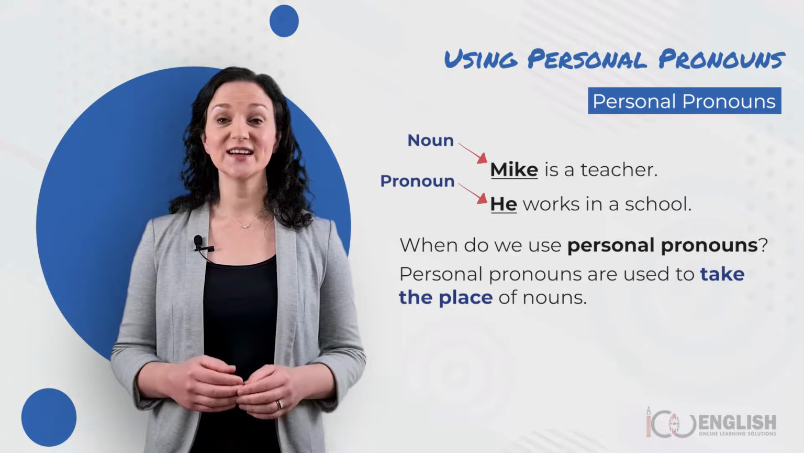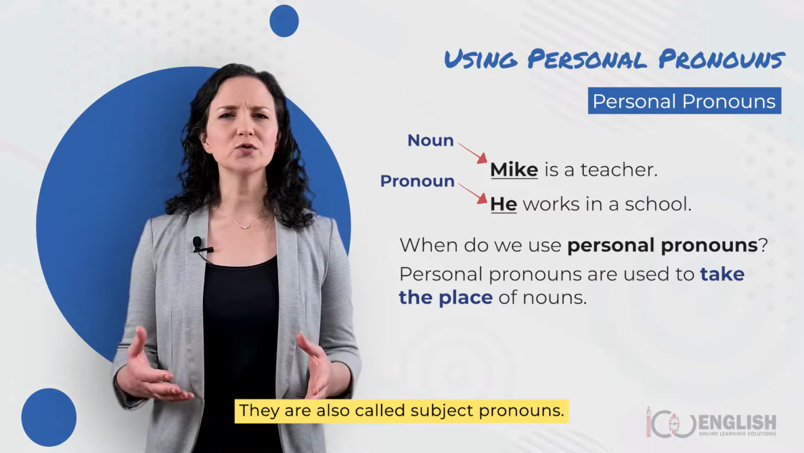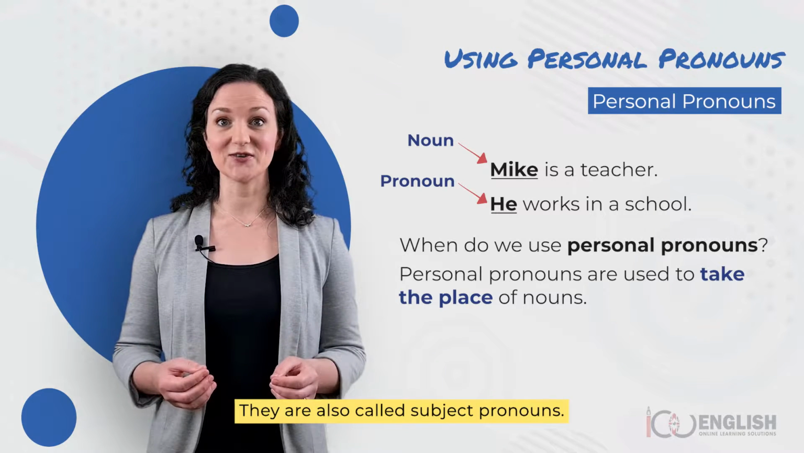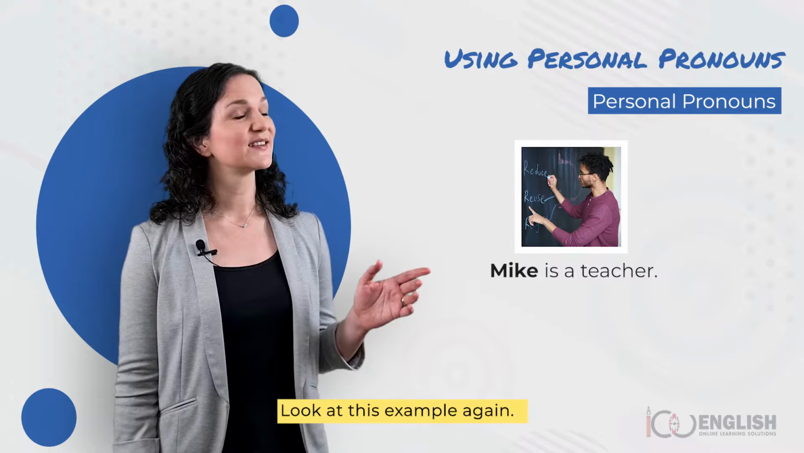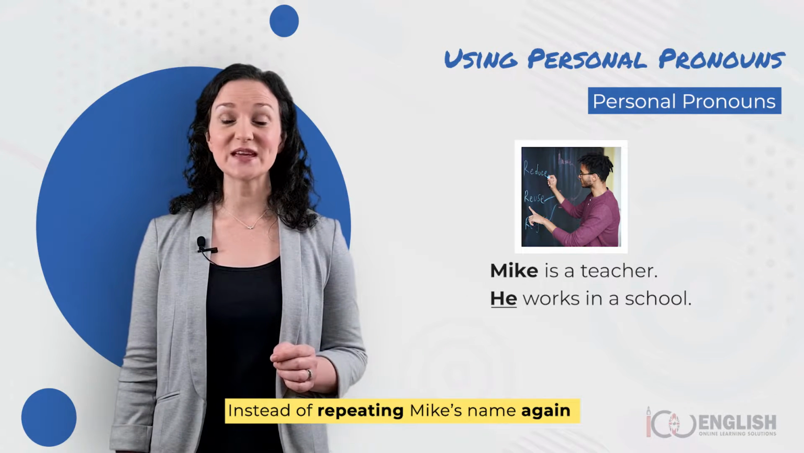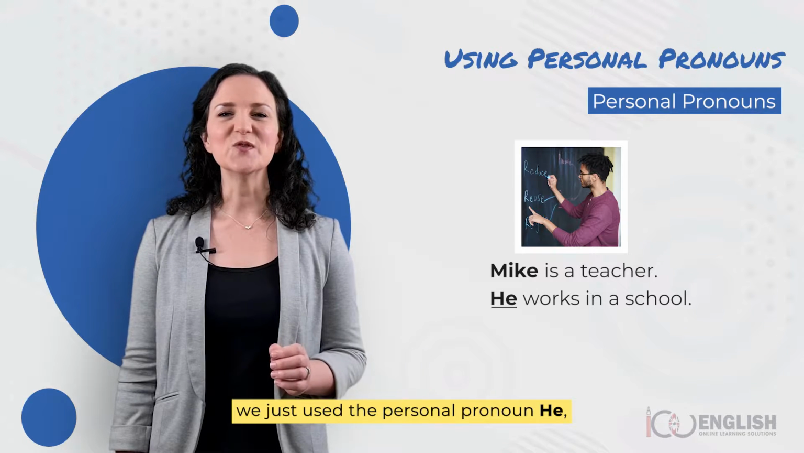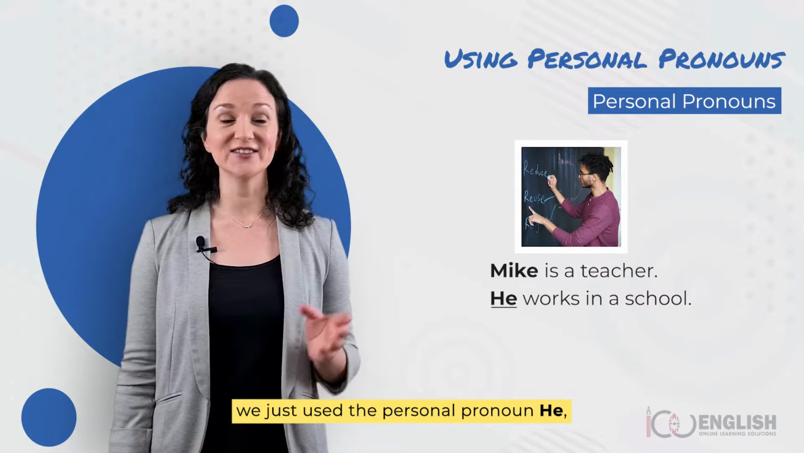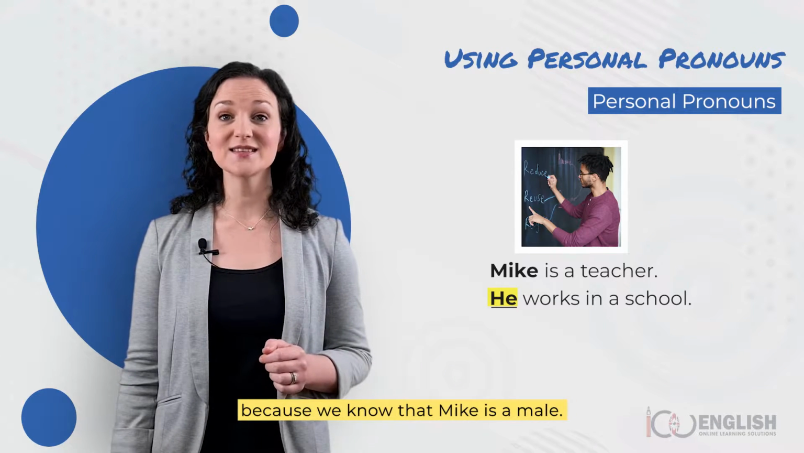Personal pronouns are used to take the place of nouns. They are also called subject pronouns. Look at this example again. Instead of repeating Mike's name again in the second sentence, we just use the personal pronoun he, because we know that Mike is a male.